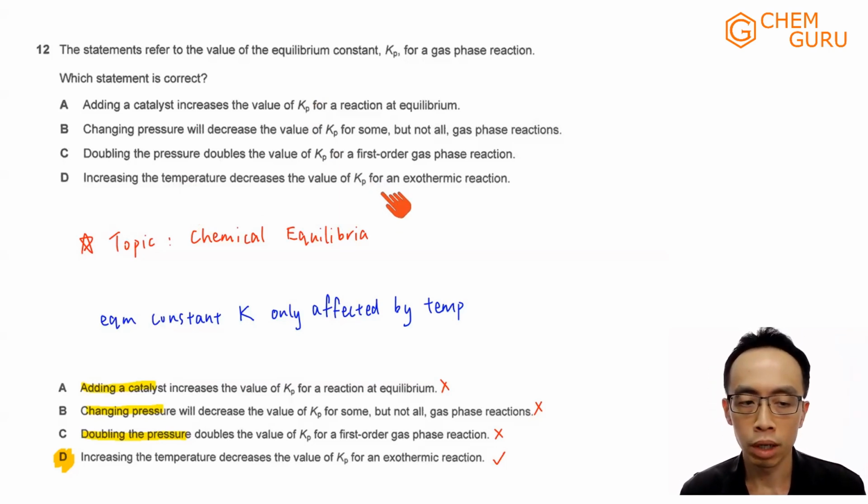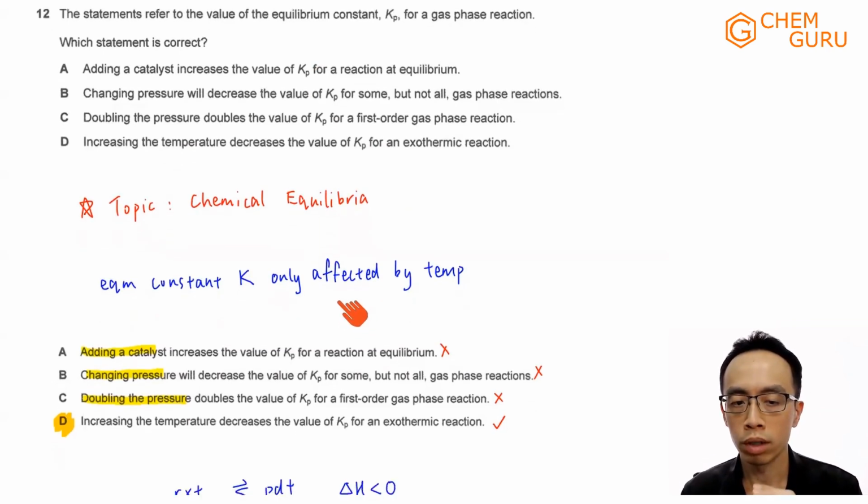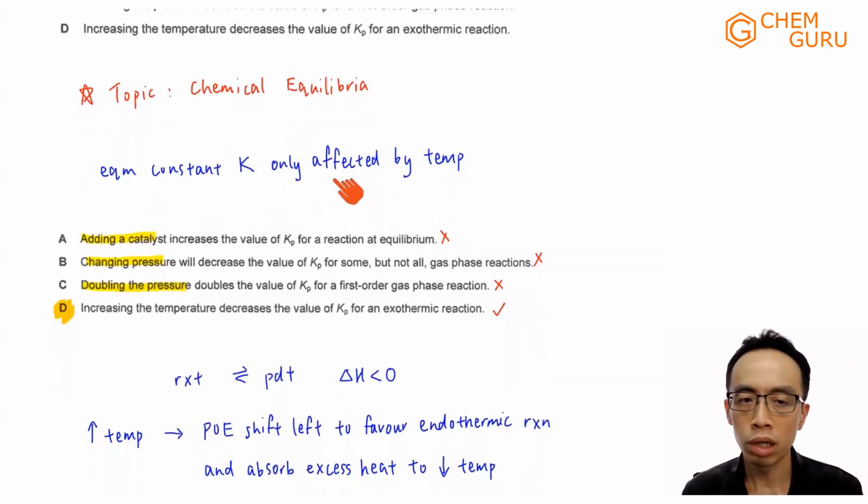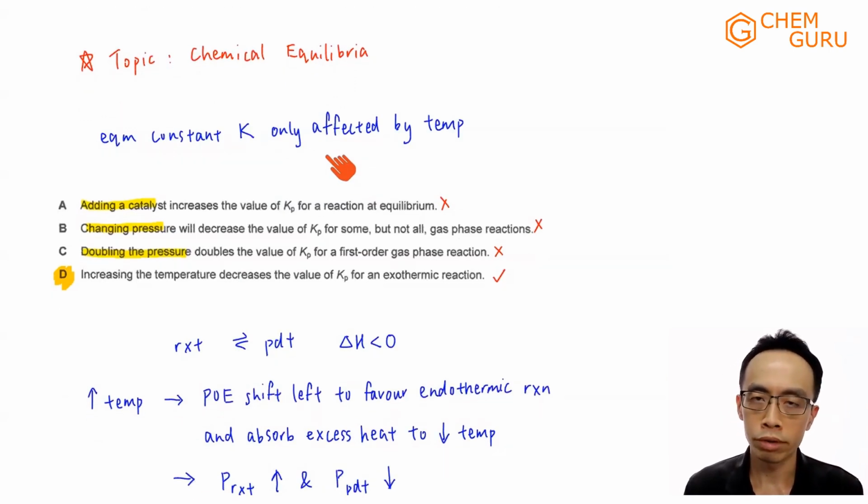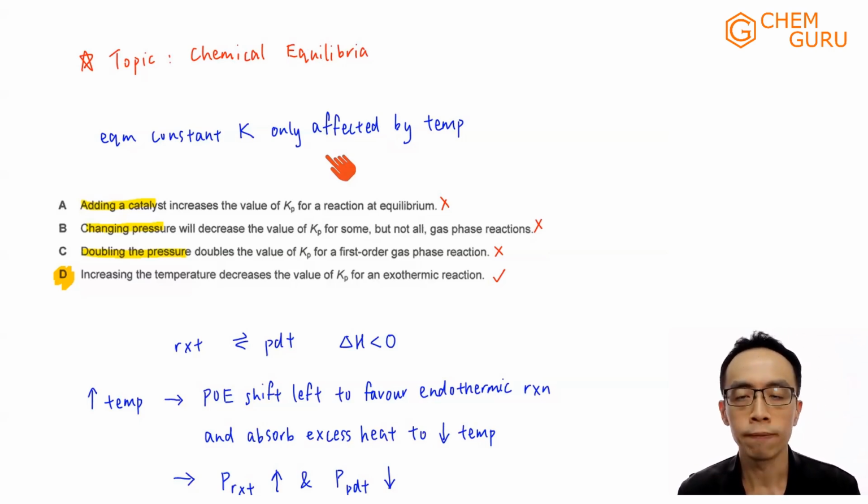It's a very simple question. The topic tested in this exercise will be on chemical equilibria. Now, we just need to keep in mind that equilibrium constant is called a constant for a reason. Equilibrium constant is only affected by changes in temperature. So if all the terms can change K, then we can't call it a constant anymore. So only changes in temperature will affect K.